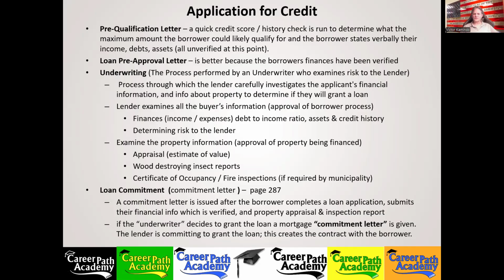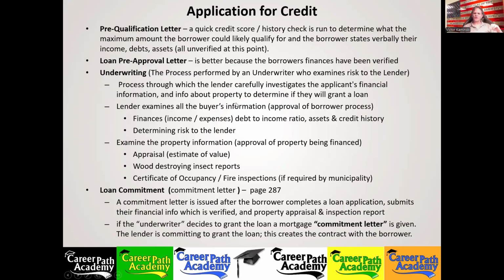And provided that nothing's changed in your job or your finances, the lender will examine all the information about the property. They'll look at the appraisal report and at minimum a wood destroying insect report to make sure the house isn't crumbling. And then they'll determine whether you pose a lesser risk to them so that they could grant you the loan. Okay, so this is the process of underwriting.